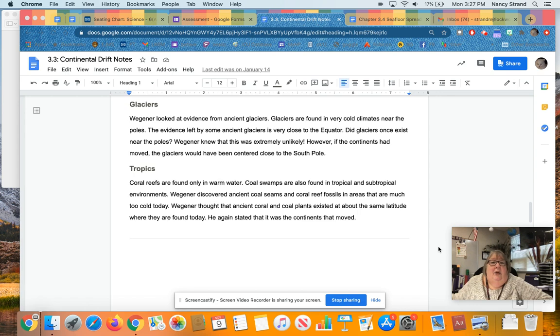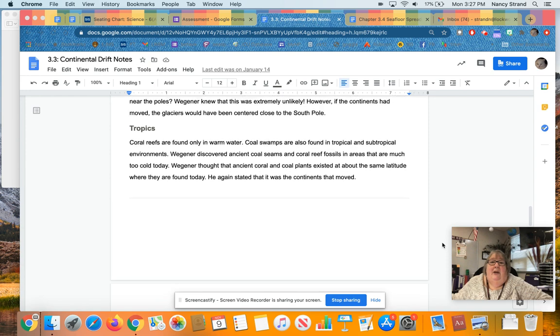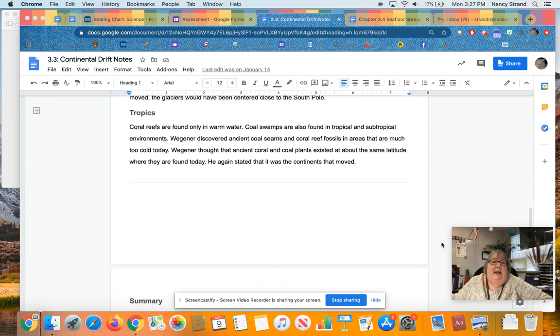Tropics. Coral reefs are found only in warm water. Swamps are also found in tropical and subtropical environments. Wegener discovered ancient coal seams and coral reef fossils in areas that are much too cold today. Wegener thought that ancient coral and coal plants existed at about the same latitude where they are found today. He again stated that it was the continents that moved.